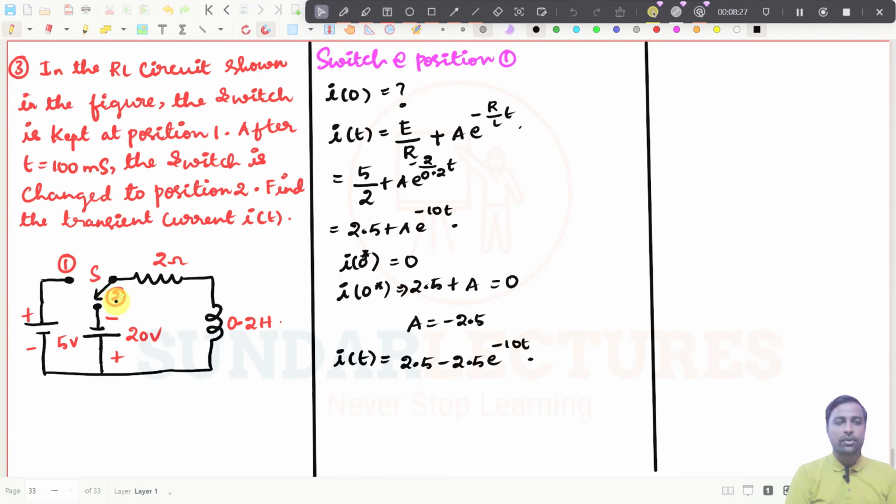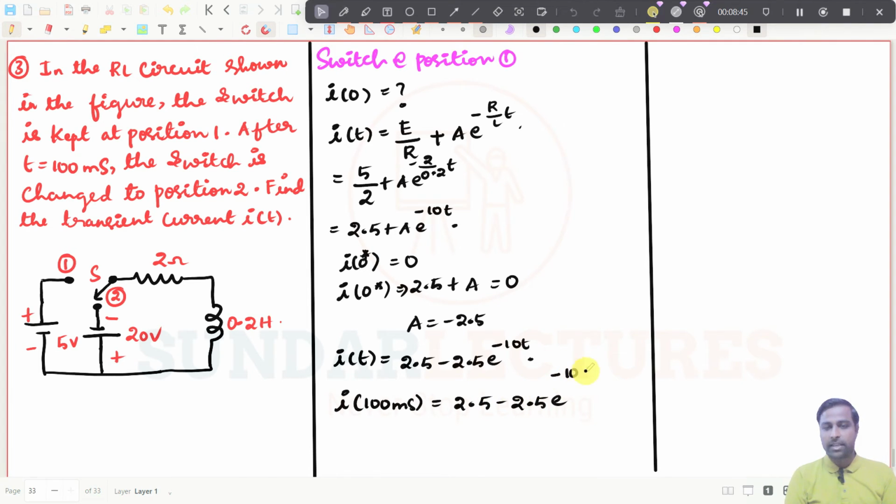This is the expression. And you see this switch is changed after 100 milliseconds, so I need to substitute t equal to 100 milliseconds. So it is 2.5 minus 2.5 e power minus 10 into 100 into 10 power minus 3. If I simplify this, I get 1.5803 amperes. This is nothing but I of 0, this value will be I of 100 milliseconds.